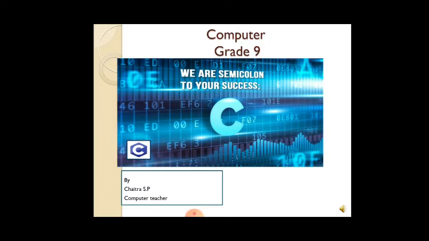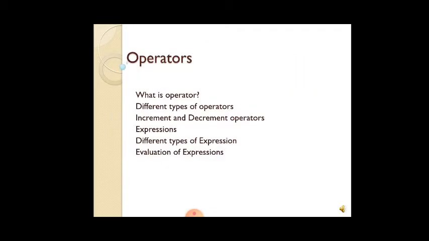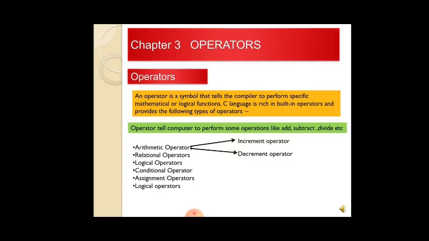So we are learning a nice chapter, that is the programming language C. We are going to start with operators. So what is an operator? Different types of operators, increment and decrement operators, expressions, different types of expressions, and the definition of expression. So it's Chapter 3, Operators. Let us see now what are operators.